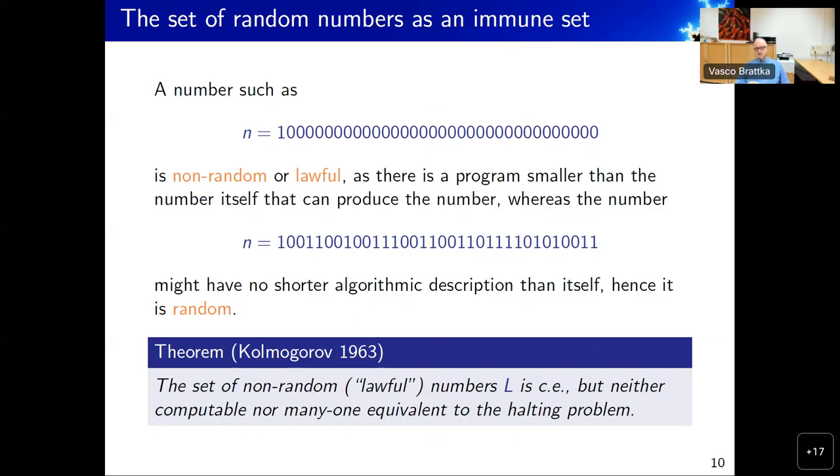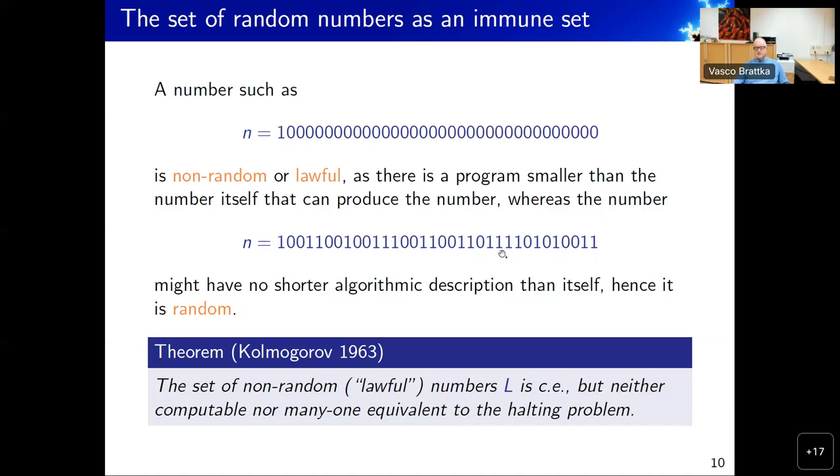However, if I give you the task to write a program that produces the second number here, then probably there is no better way of doing it but just to copy this number as a constant into your program and to print it like that. So that means for the second number, there is perhaps no shorter algorithmic description than just writing the number itself into the program.